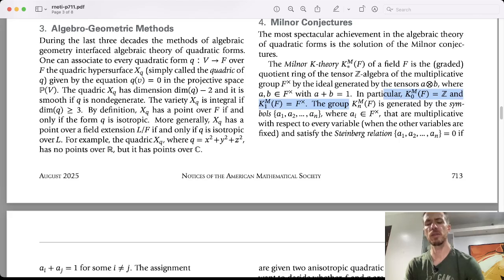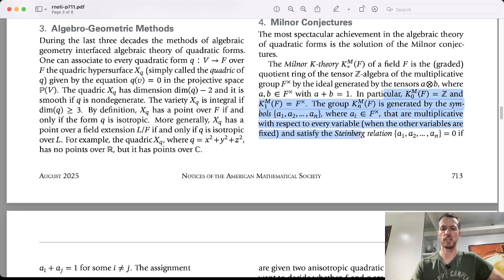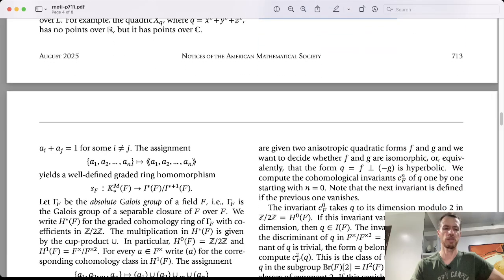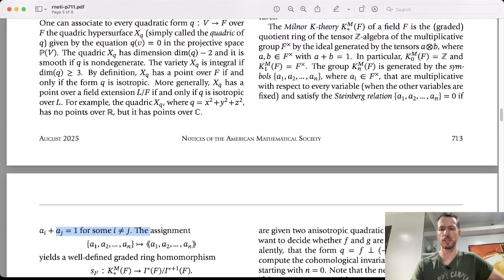The group K_M^n(F) is generated by the symbols {a_1, ..., a_n}, where a_i in the multiplicative group of F, that are multiplicative with respect to every variable when the other variables are fixed, and satisfy the Steinberg relation, {a_1, ..., a_n} equals 0 if a_i plus a_j equals 1 for some i not equal to j. I don't know what these curly braces indicate here. Obviously not sets.